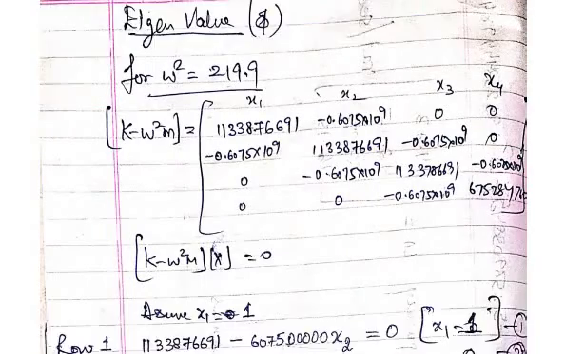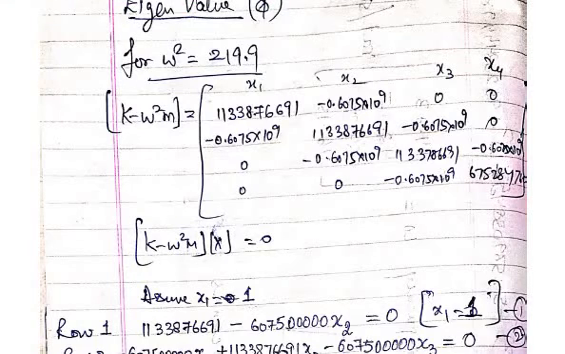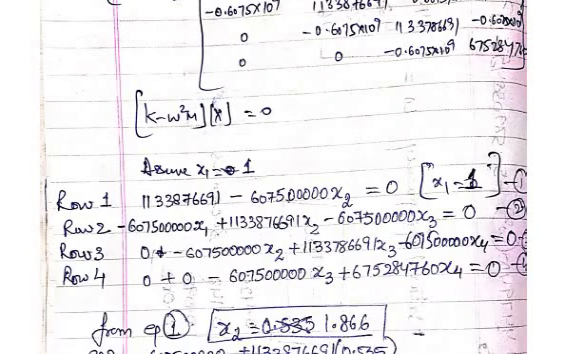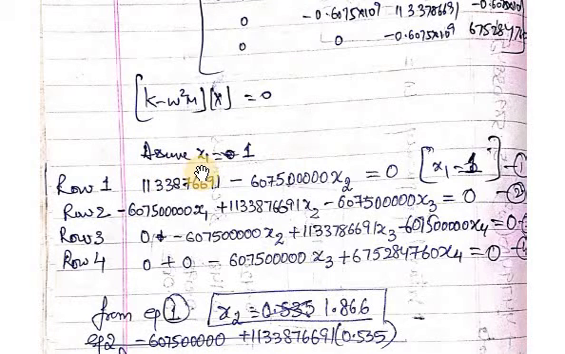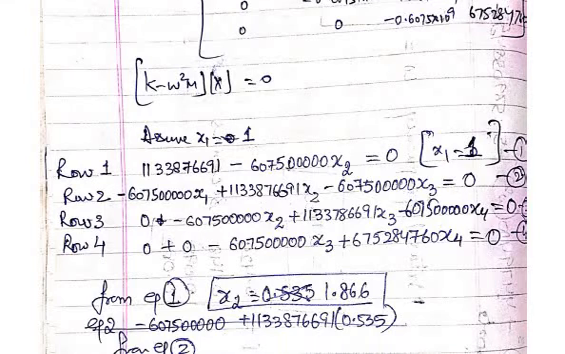Then you will solve for K minus omega square M in this form. This is for x1, x2, x3 and x4. You will fill in all those values. Then to evaluate this, first you assume x1 is equal to 1. This is the calculation for the first row, this for the second, for the third and for the fourth. Then you have 1, 2, 3, 4 equations here. From equation 1 you will find the value of x2.